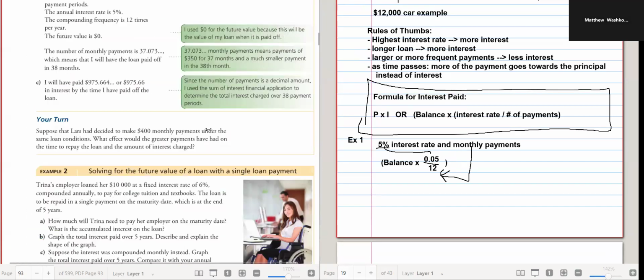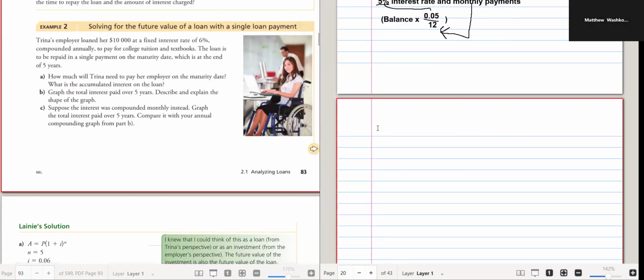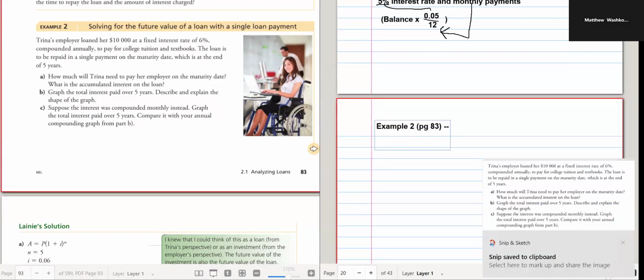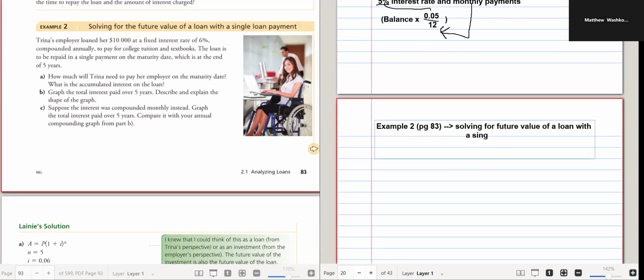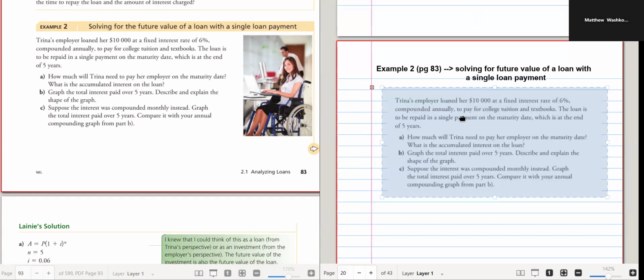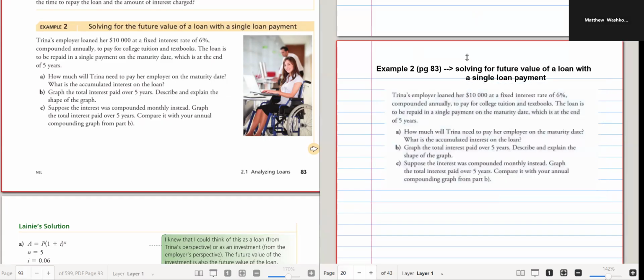With that said, we're going to jump straight to example 2 in the book here. So here's example 2 on page 83. This one here is solving for future value of a loan with a single loan payment. Save yourself some future reading when you come back to this stuff. So here's the question here. Pause the video, write that down.